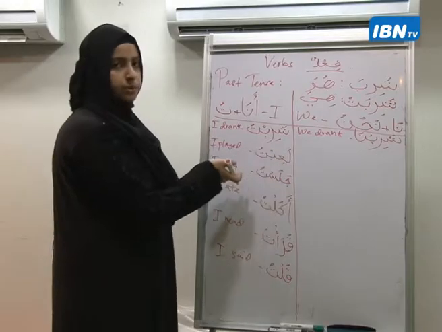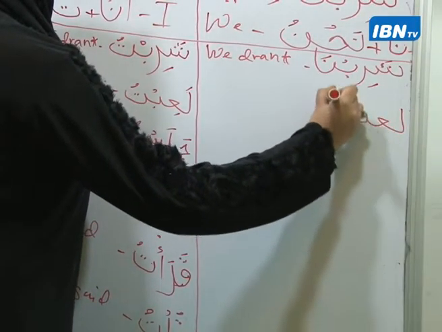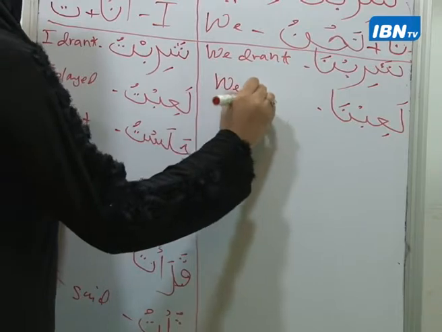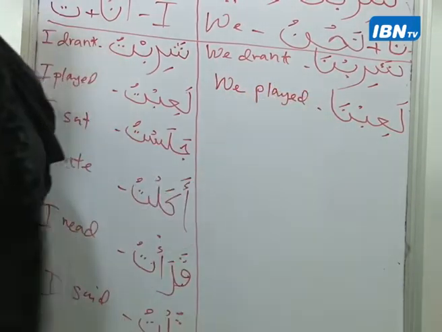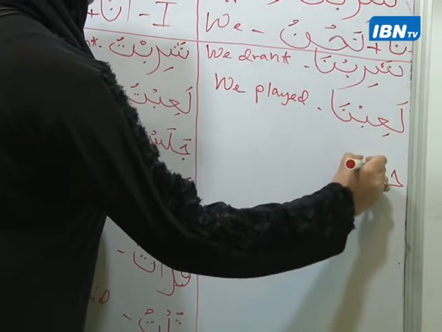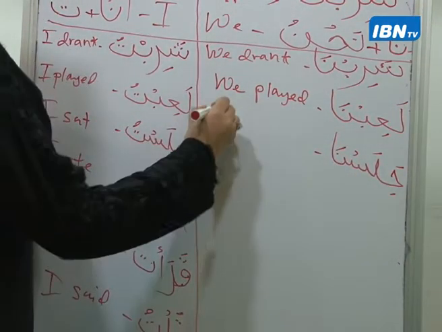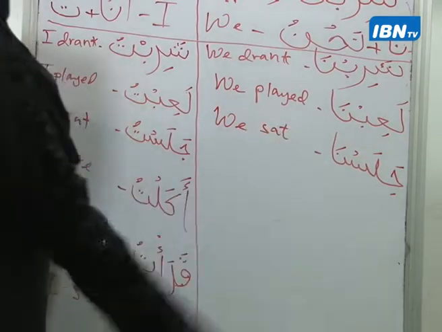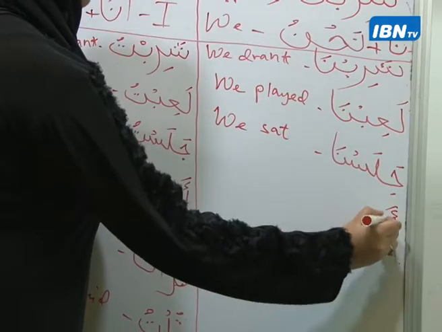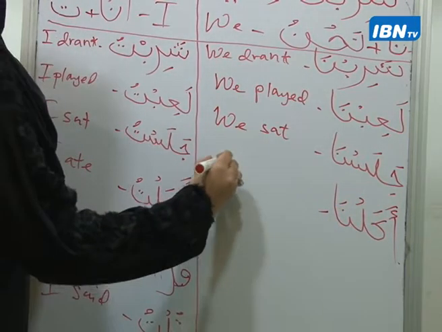Then I have la'ibtu. La'ibtu becomes la'ibna, meaning we played. Then I have jalastu. Jalastu becomes jalasna, which means we sat. Then I have akaltu. Akaltu becomes akalna, meaning we ate.